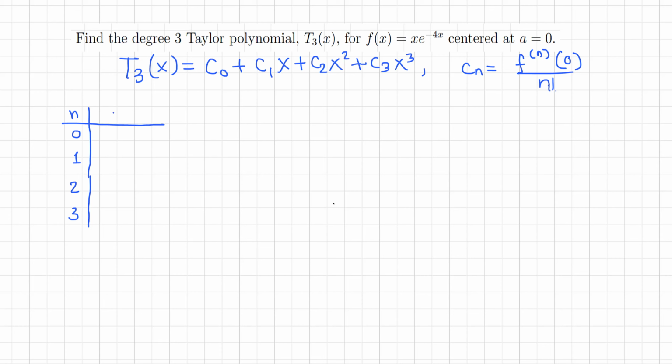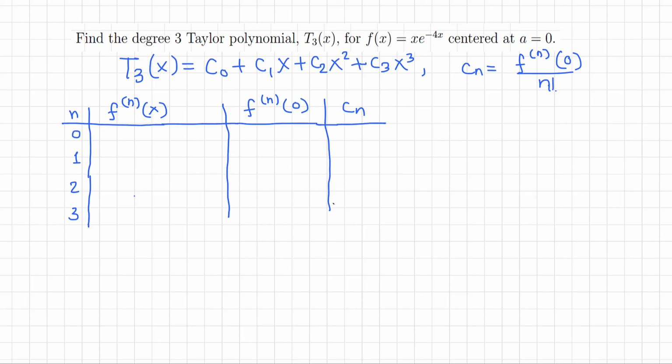Then let's find the derivative of the function. So the nth derivative of the function. Let me put a little bit more room there. And evaluate this at the center, which is 0. It will be a number. And then based on that, we divide by n factorial to get the corresponding cn. So cn in the fourth column.